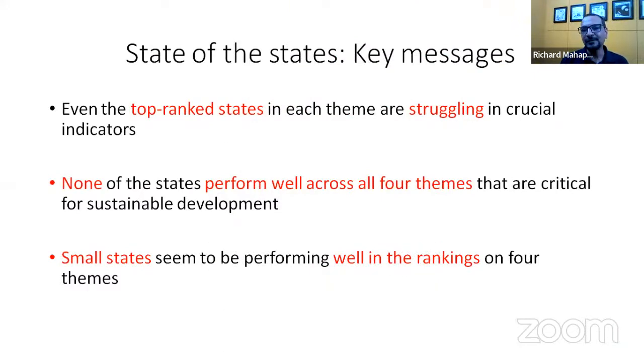But what are the key messages? These are all rankings, we just went through them. But if you analyze all the rankings, all the top 5 states in each of these parameters, what it shows is basically that even the top ranked states, like the top 5 in each theme, are struggling in crucial indicators. Not all of them performed equally in all the themes. Like Telangana tops in the environment theme, but that's due to the change in the forest cover, while its performance on the state of water bodies and on water pollution, like river pollution, is not up to the mark.